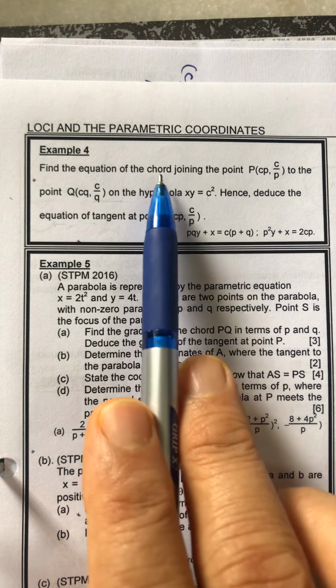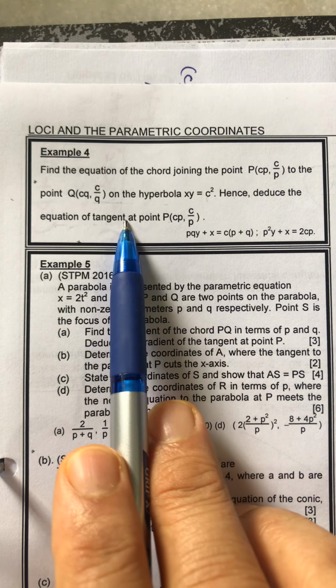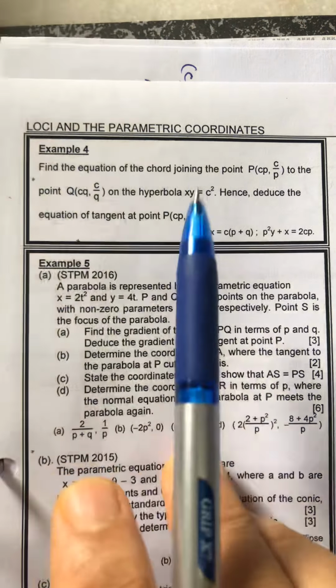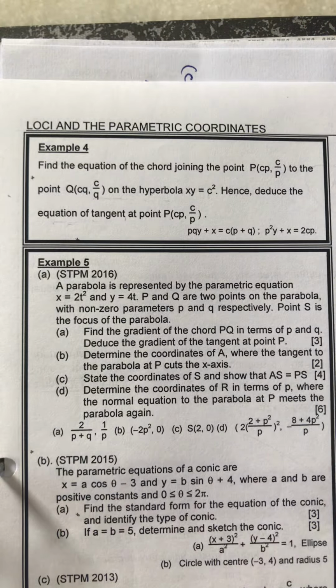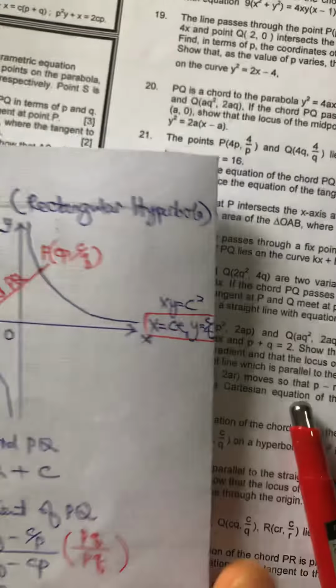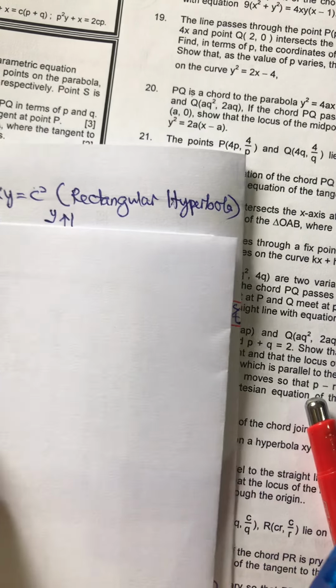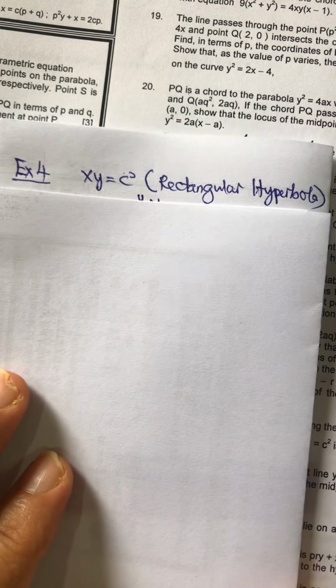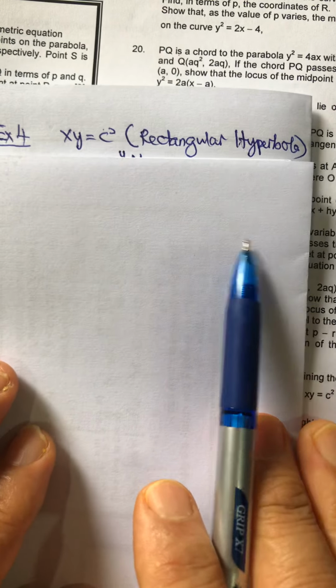Okay, so how from the chord to become a tangent, I have already shown you. Now I show you the example. I show you how I solve it and then you can have a look. Example 4. You are given the rectangular hyperbola.